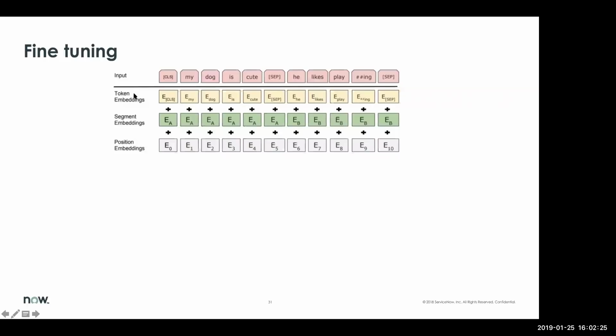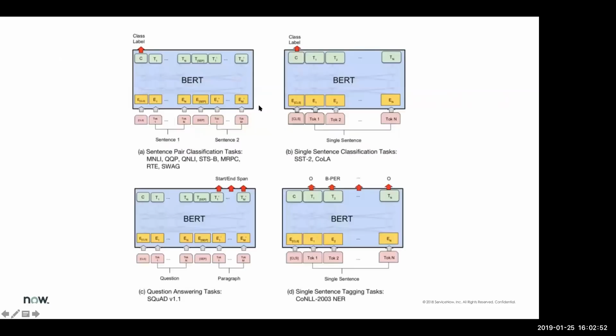And finally, we will have the token embeddings, like word2vec. For each word, we will have a different word embedding, and we add them together. We do the average, and it constructs the input to our pre-training BERT network. So these are the 4 specific tasks that the paper mentioned.